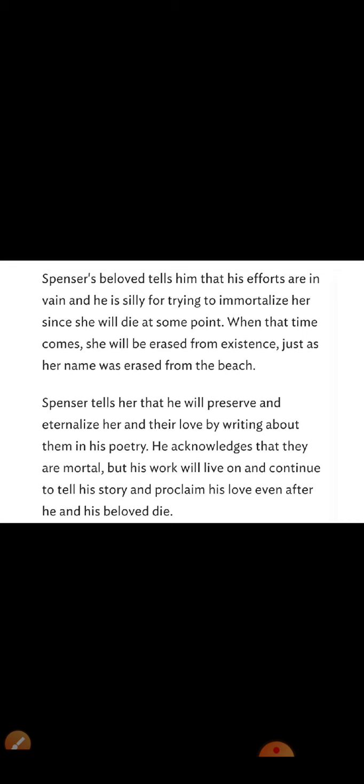Spenser's beloved tells him that his efforts are in vain and he is silly for trying to immortalize her, since she will die at some point. When that time comes, she will be erased from existence just as her name was erased from the beach. Spenser tells her that he will preserve and eternalize her name and their love by writing about them in his poetry. He acknowledges that they are mortal, but his work will live on and continue to tell his story and proclaim his love even after he and his beloved die.